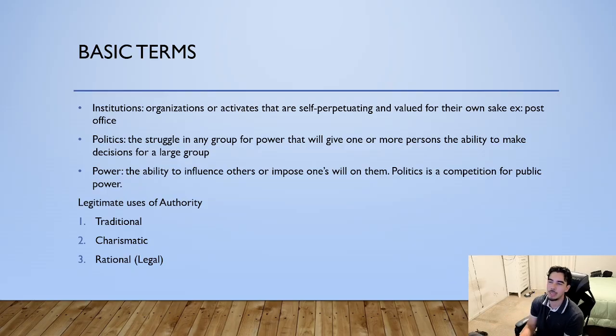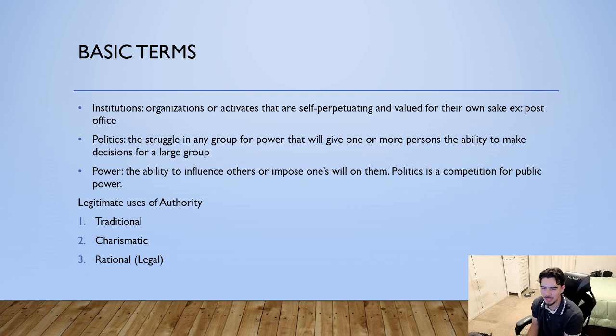Okay. So basic terms you should know: institutions. Okay. They're going to be organizations that are self-perpetuating and valued for their own sake. So an example of this is going to be like the post office. It doesn't always have to be like a physical building, though. Okay, your textbook goes over that. Like, institutions can be things such as like values that get thrown out there.